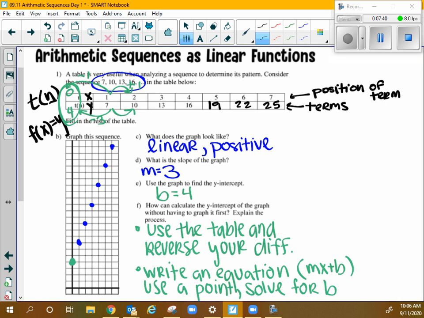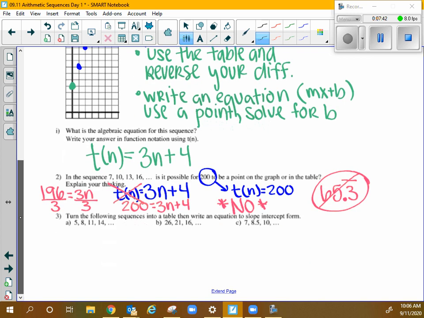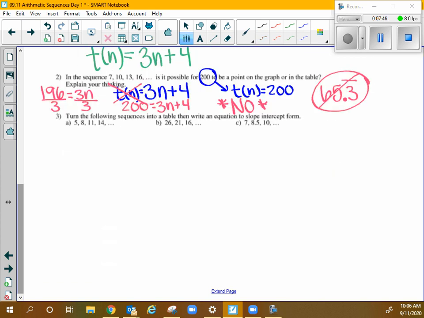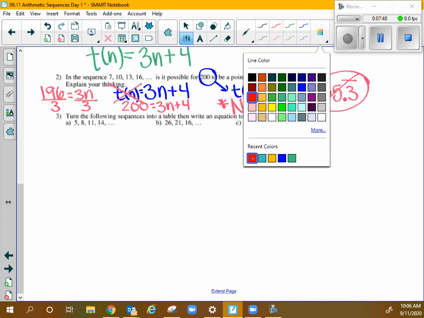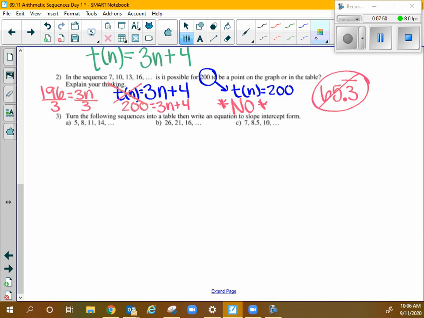All right. So that being said, let's look at number 3 down here. 5, 8, 11, 14. Okay, so I'm increasing by 3. But the easiest thing for me to do here is to make myself a little bit of a table because I need to address what is the position of the term.